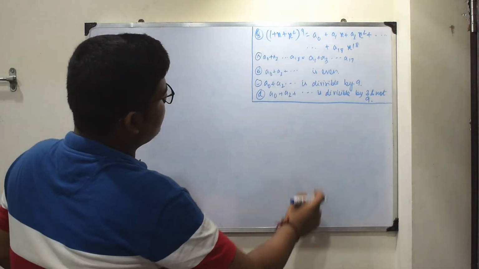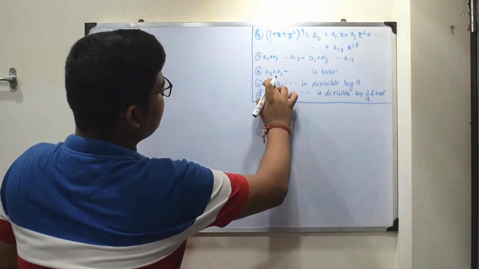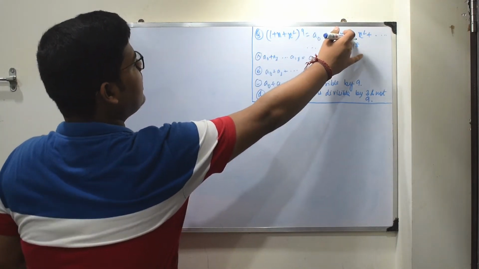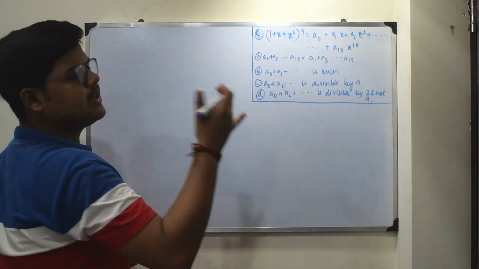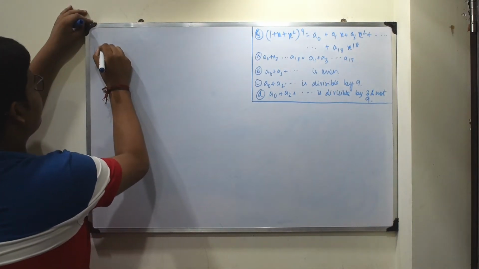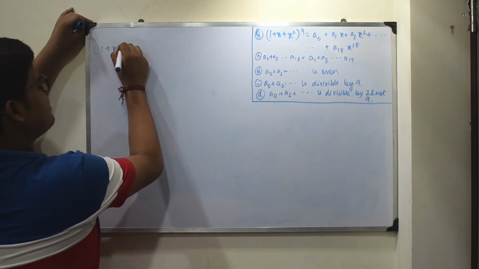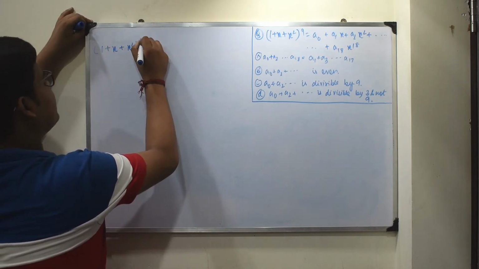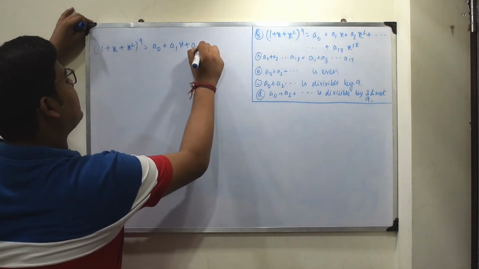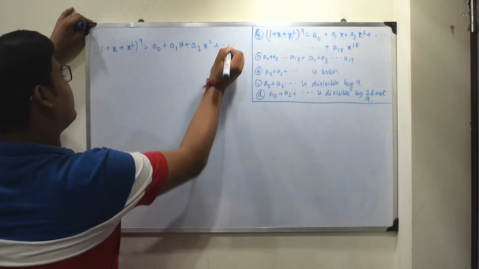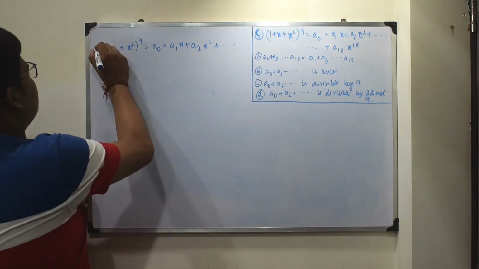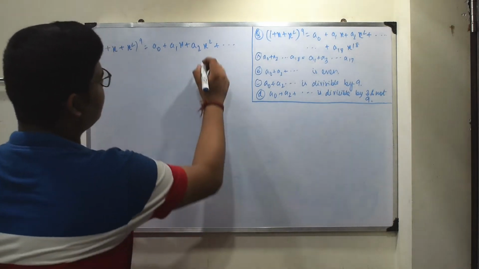Now here it's told a0 plus a2. Somehow we have to remove this a1, a3, basically the odd terms. So let me do something. Here it is 1 plus x square to the power 9 is equal to a0 plus a1x plus a2x square and so on till a18 x to the power 18. Okay, now take this as equation number 1.